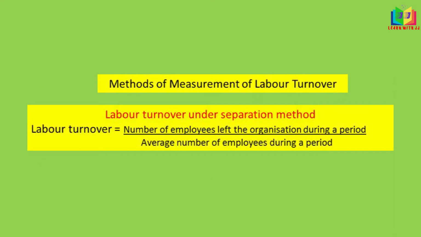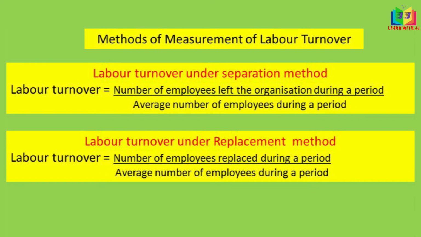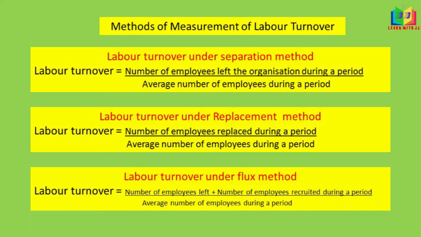The first one is labor turnover under separation method. Here the formula to calculate the labor turnover is number of employees left the organization during a period divided by average number of employees during a period. And the labor turnover under replacement method, here is the formula: number of employees replaced during a period divided by average number of employees during a period. Here the number of employees replaced we will take into consideration.